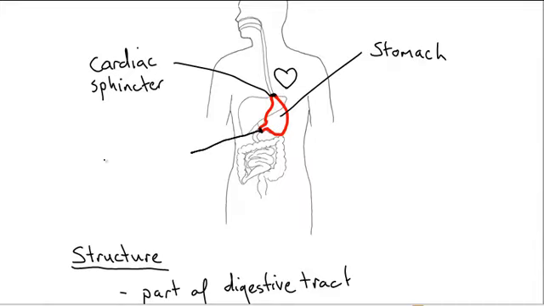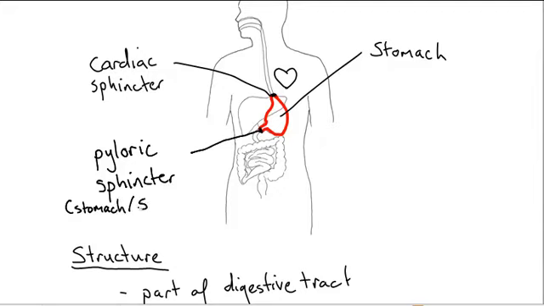And at the bottom, the sphincter between the stomach and the small intestine is called the pyloric sphincter. I don't really have a trick for remembering the pyloric sphincter. It's just the name. And that's the one that separates stomach from small intestine.